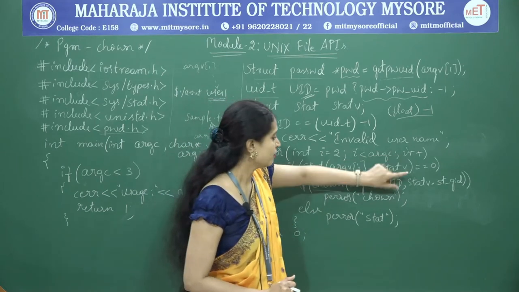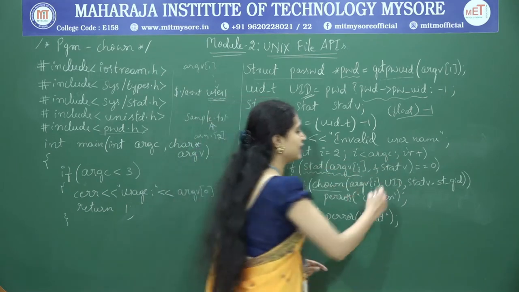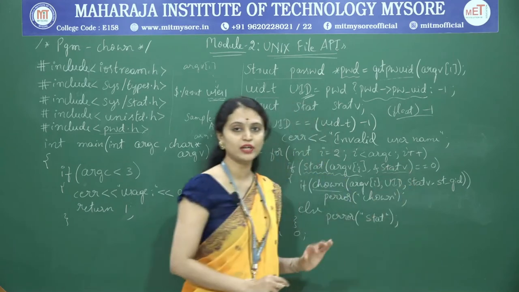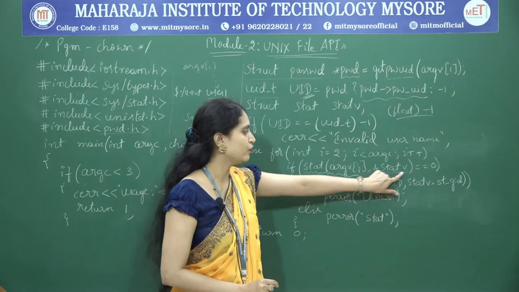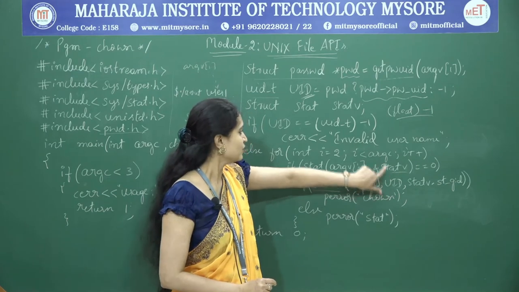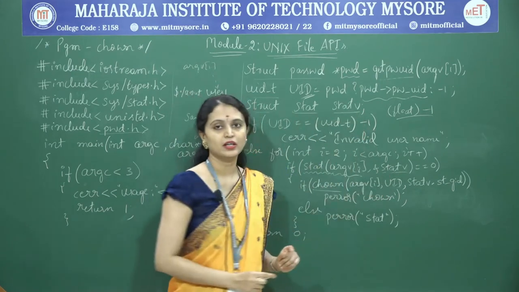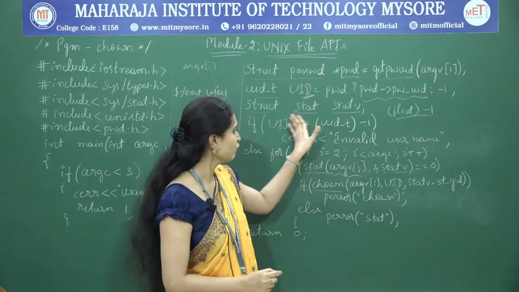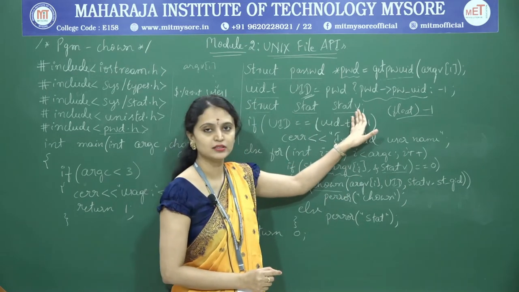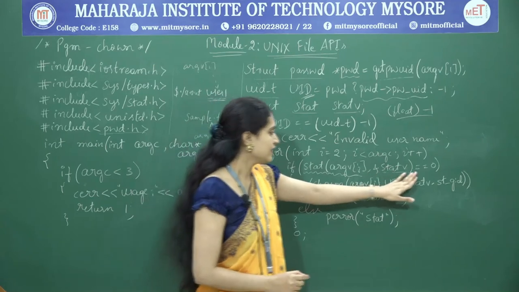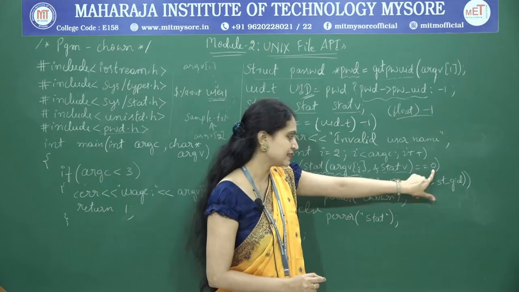stat is a structure, and since I have to make use of this structure, it has to be declared before using it in the program. The declaration is done here, struct stat statv. Did you understand now why I have declared this statv? Next, I am checking if it is 0.